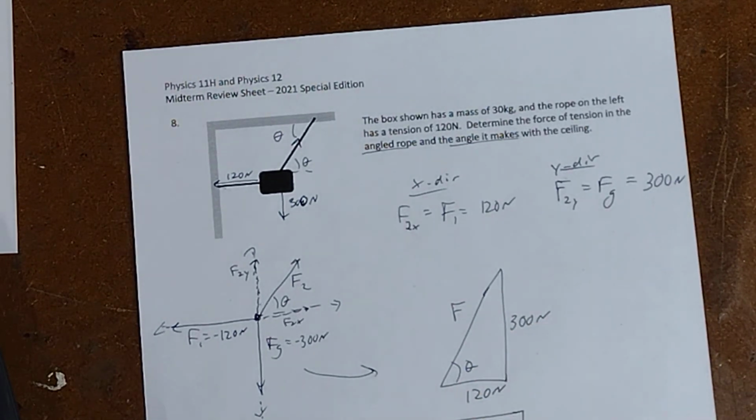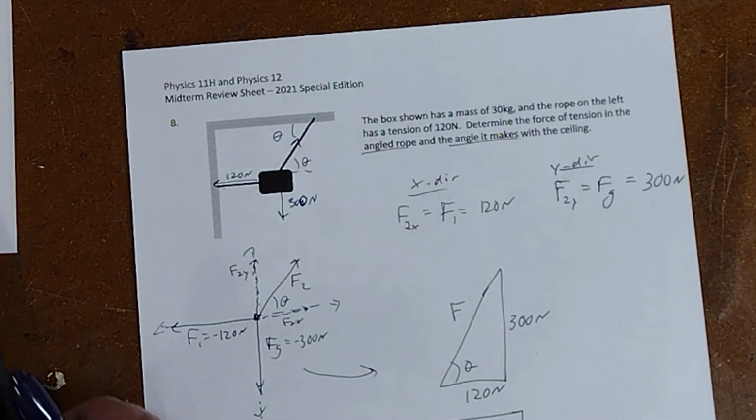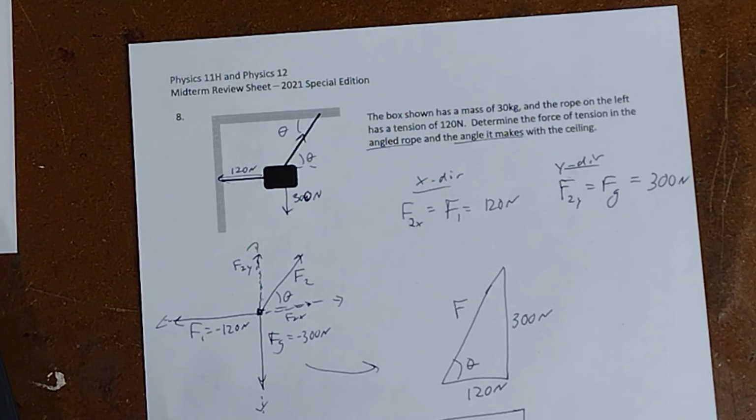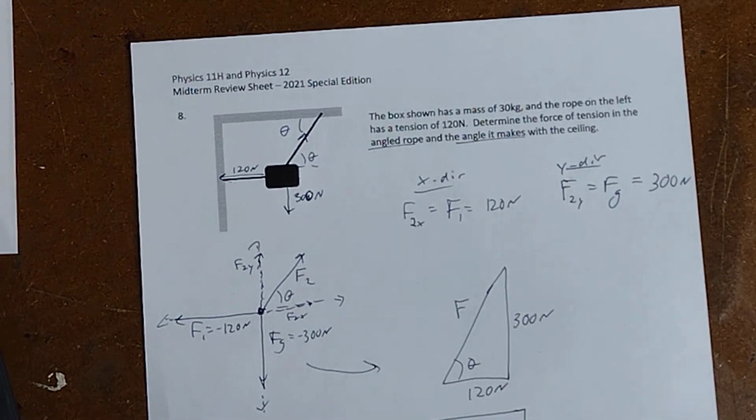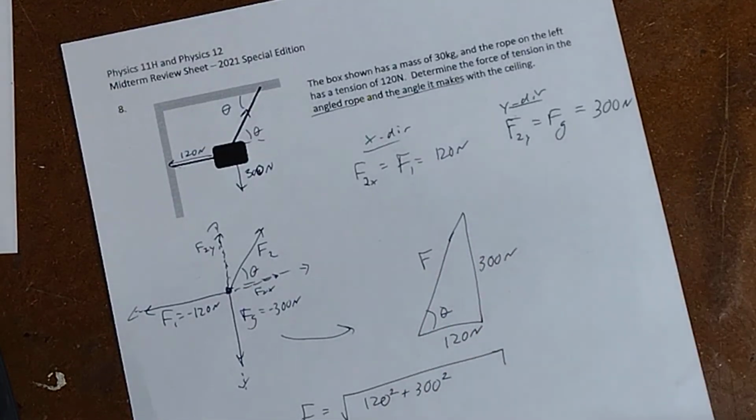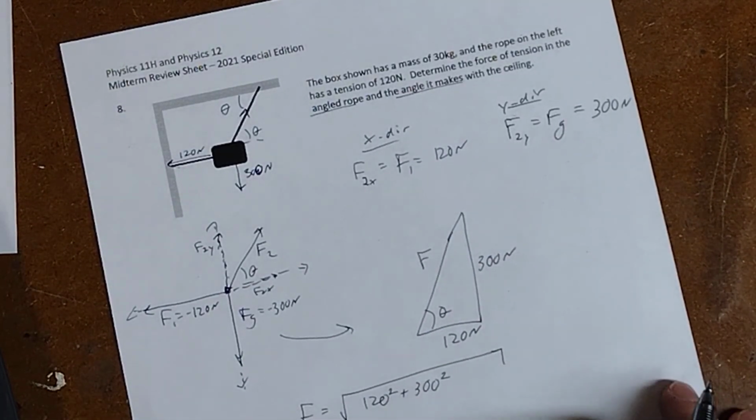All right. I have to hit second tan, oops, not second tan. I have to hit it twice on this calculator. 300 divided by 120. That's about 68 degrees. All right, so that does it for that one.